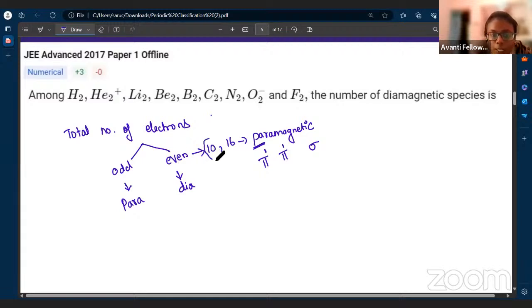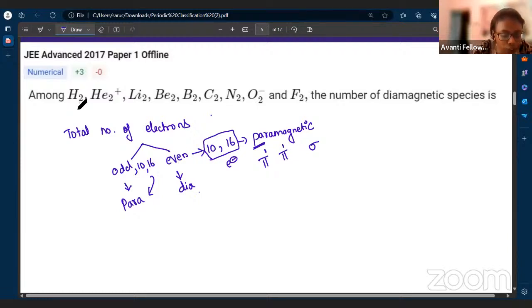Okay, so except 10 and 16 electrons, all the even numbers of electrons will be diamagnetic and all the odd numbers of electrons will be paramagnetic. I can say that odd numbers of electrons and the numbers 10 and 16 will be paramagnetic and the remaining will be diamagnetic. Okay, so this is a small trick. Else you have to sit and write the whole configuration in order to find out. So we'll use this trick.